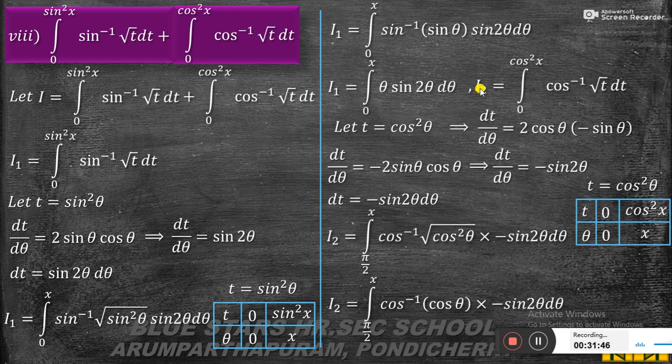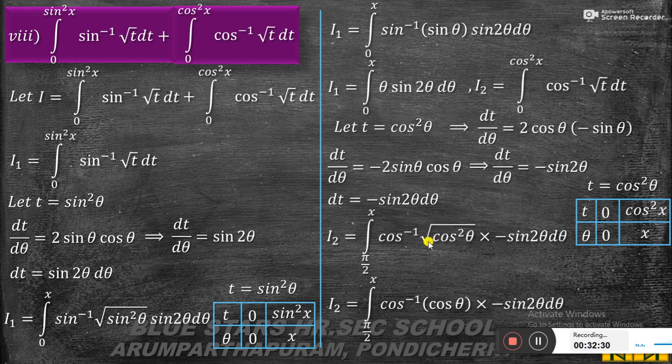Next, I2 equal to integral 0 to cos square x, cos inverse of root t dt. Now I take t equal to, here the upper limit is cos square x, so I take t equal to cos square theta. Here cos square theta means differentiate with respect to theta. So dt by d theta equal to 2 cos theta, differentiation of cos is minus sin theta. Therefore dt by d theta equal to minus 2 sin theta cos theta, that means 2 sin theta cos theta is sin 2 theta, so minus sin 2 theta.